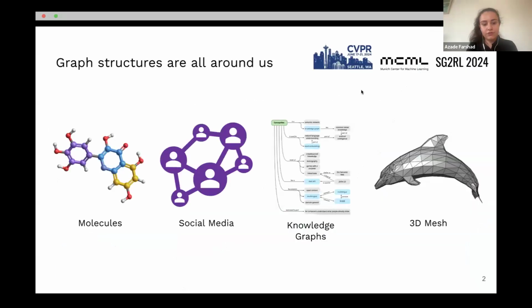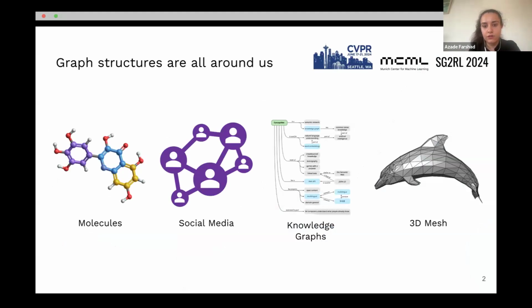Okay, so graph structures are all around us. Probably all of you are familiar with graphs, and the graphs can be anything. They can be molecules with their atoms connected in the form of a graph, or social networks, social media with people as nodes, and we can have knowledge graphs and 3D meshes, and all of these structures have something in common, and they can be defined in the form of a graph.